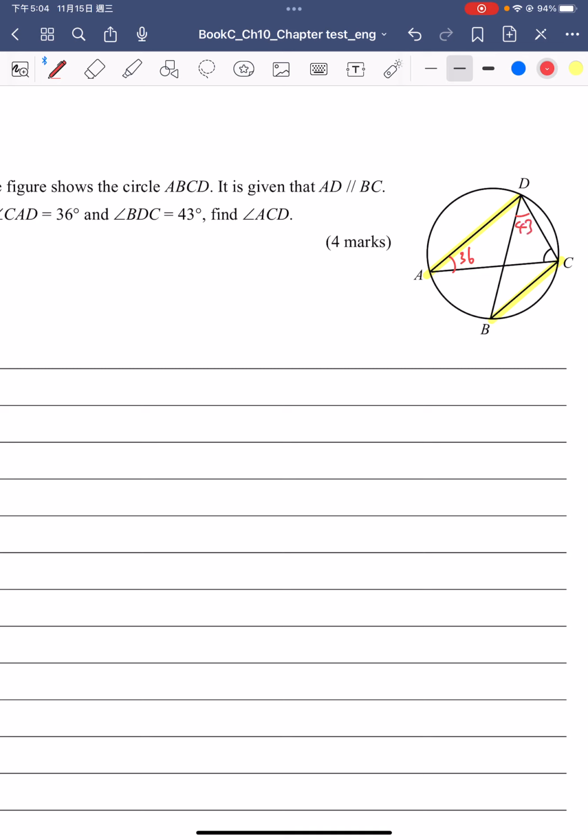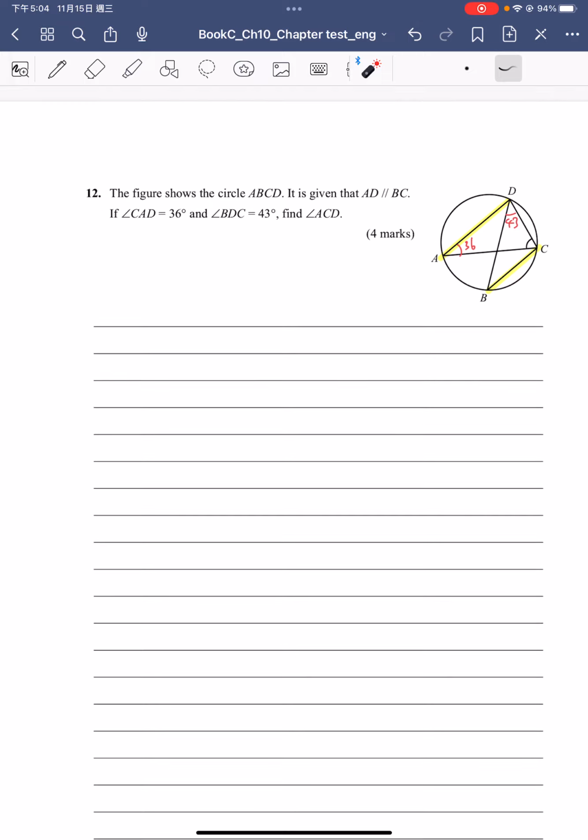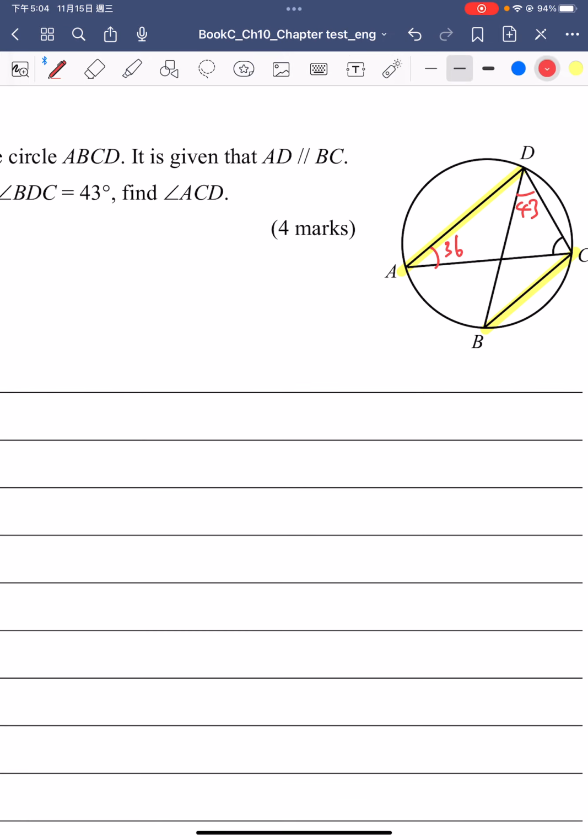So is there anything we can do to find the angle ACD? So this is angle ACD. If you want to find this angle, the easiest way is to get this angle, isn't it? But it seems like it's not that easy to get. So is there anything else we can do? First of all, the yellow lines are the parallel lines, which means that these two angles are the same. So these two angles are going to be the same, isn't it?